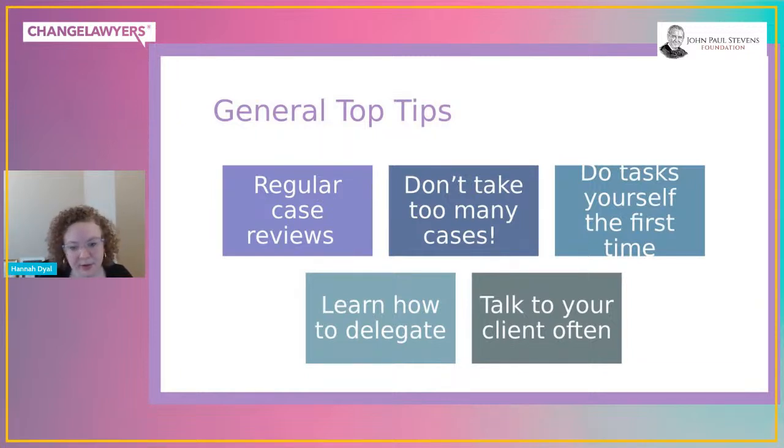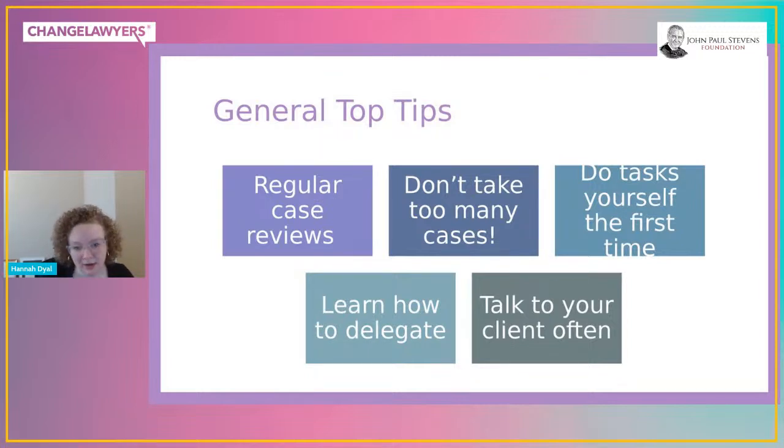And then if that paralegal quits or goes on leave or something, you aren't like, oh my gosh, I don't know how to do any of my work. So I always recommend doing things yourself the first time when you can. Learn how to delegate. Once you've done it yourself two or three times, now make sure you let the paralegal handle it, when you can.